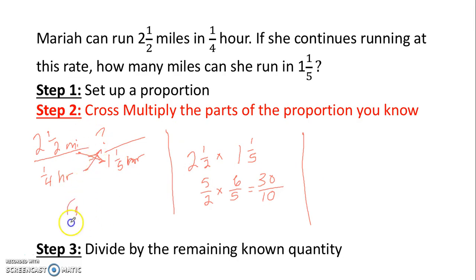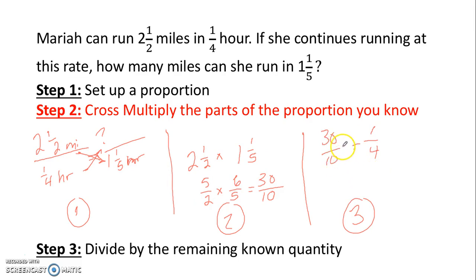Step 1, we set up a proportion. Step 2, we cross multiply the proportions that we know. Step 3, divide by the remaining known quantity. So we have 30 over 10 divided by, and then we said that the 1/4 is the remaining quantity, divided by 1/4.